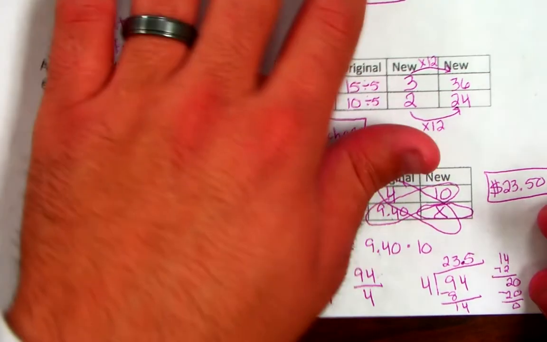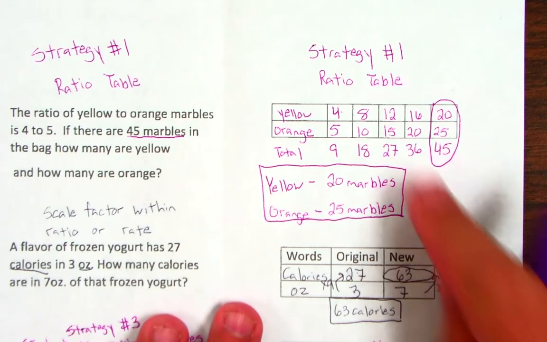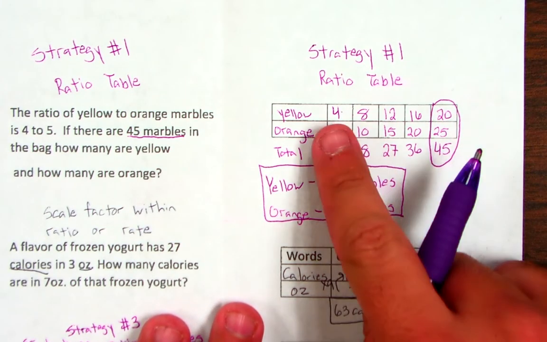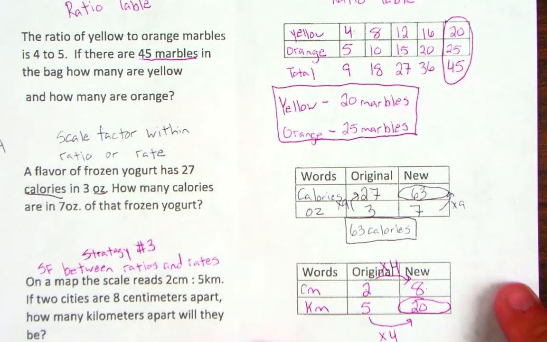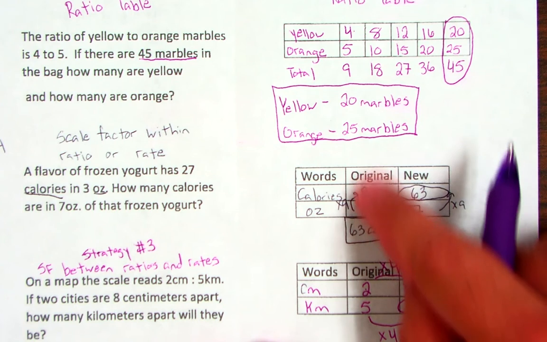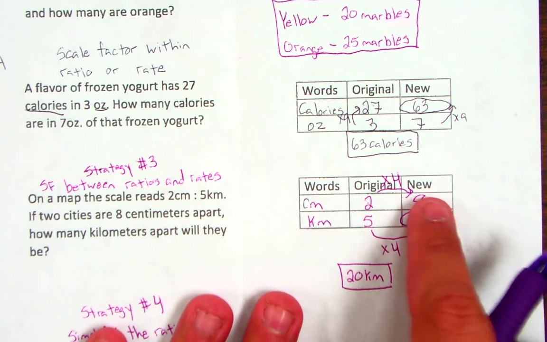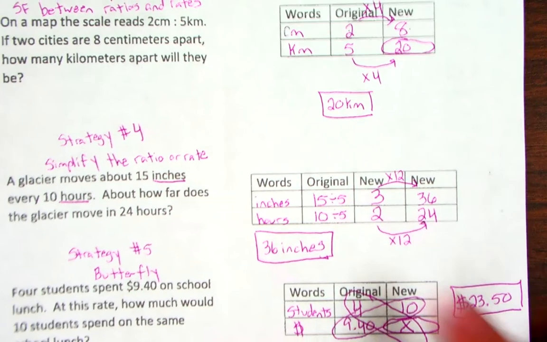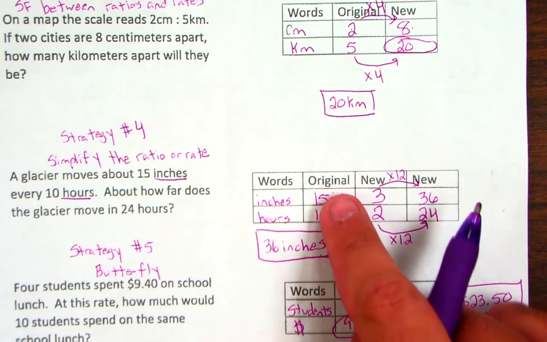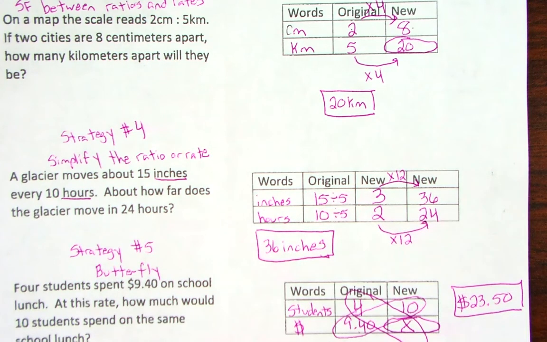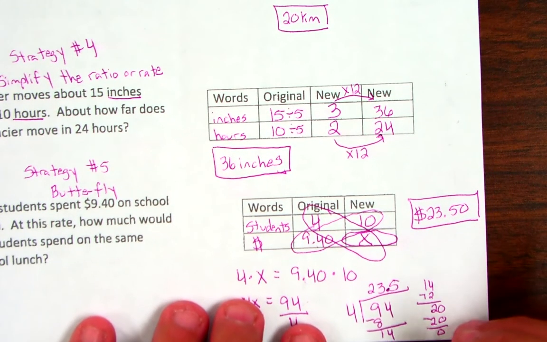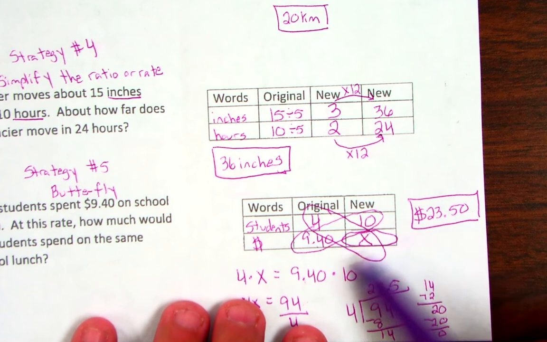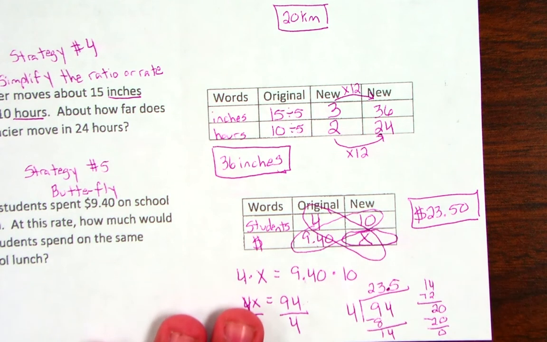Well, there's your 5 strategies. So I'm going to go over this really fast again. Strategy 1, the ratio table. There's your table. A scale factor within means the scale factor is up and down. Scale factor between means you're going left and right to find a scale factor. Strategy 4 is to simplify the ratio. And finally, strategy 5 is the butterfly method.